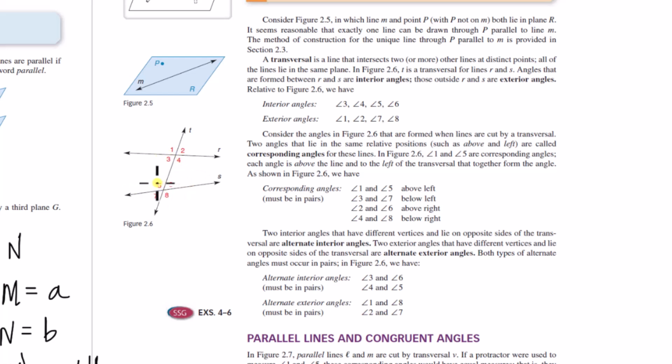What are alternate interior angles? We're focusing on the interior angles. They have different vertices, but they lie on opposite sides of the transversal. So 3 and 6 are alternate interior angles. 4 and 5 are alternate interior angles. In the same way, you can do the same thing with the exterior angles: different vertices, opposite sides of the transversal. So 1 and 8 are alternate exterior angles, and so are 2 and 7.